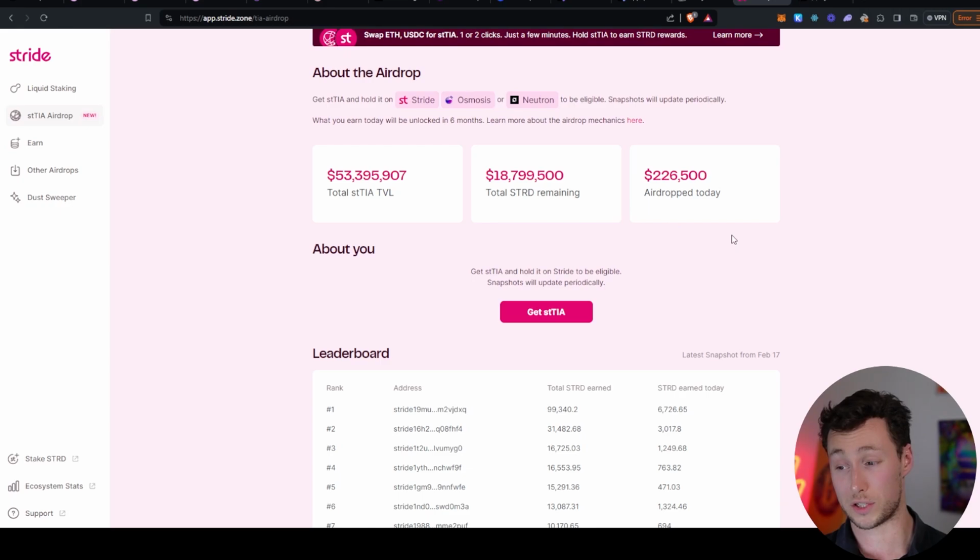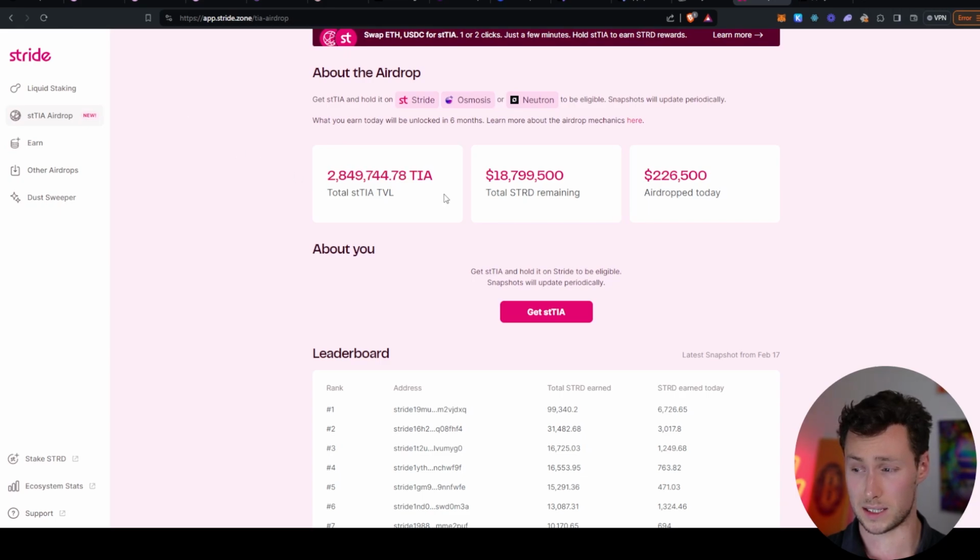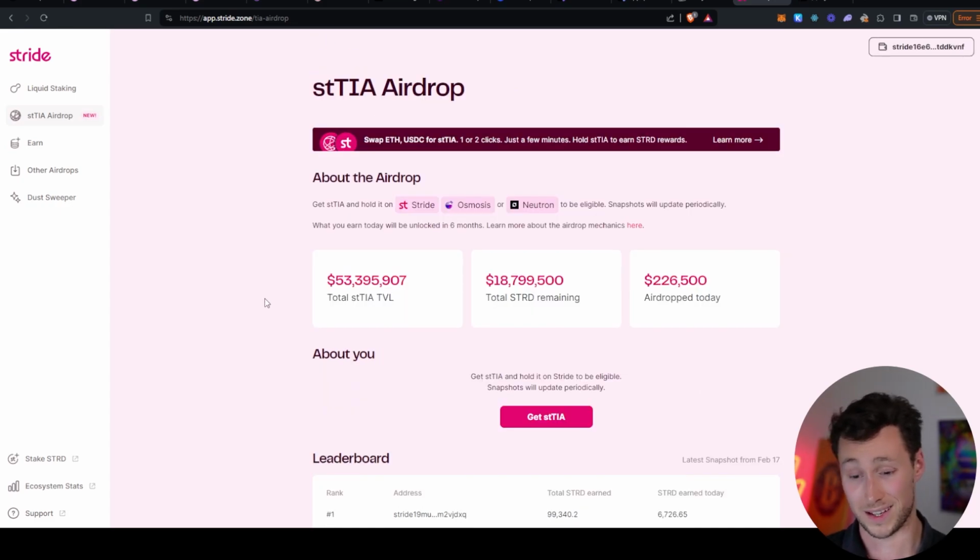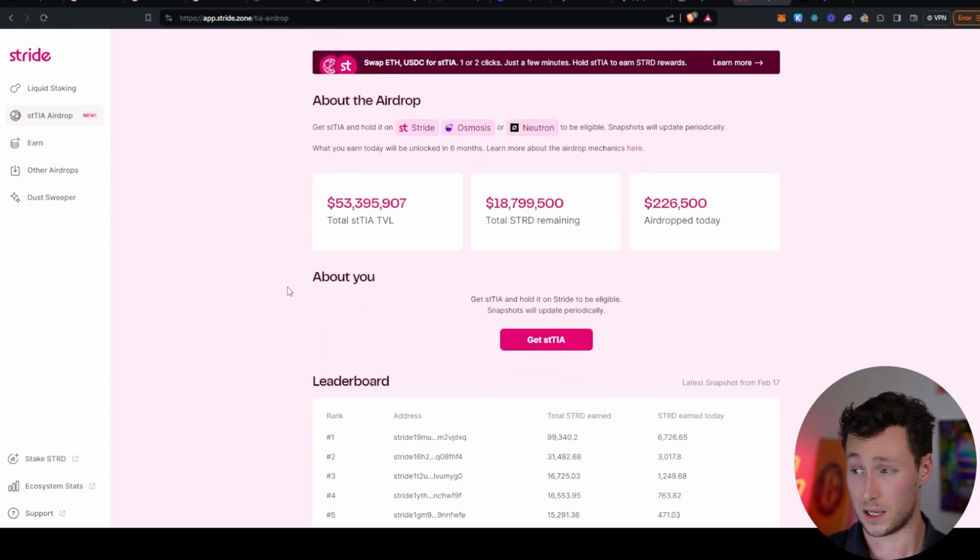And while those tokens are not unlocked for 6 months, based on the current rate of how much they're airdropping, it's actually pretty good. So there's about $53 million deposited in stTIA, and they're airdropping about $226,000 per day. And I think that's pretty good, especially since it's guaranteed.